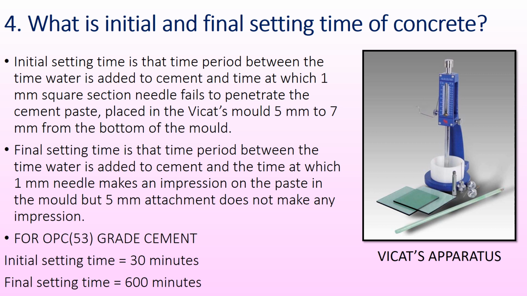Final setting time is the time period between the time water is added to cement and the time at which a 1 mm needle makes an impression on the paste in the mold, but the 5 mm attachment does not make any impression. For OPC 53 grade cement, initial setting time equals 30 minutes. Final setting time equals 600 minutes.